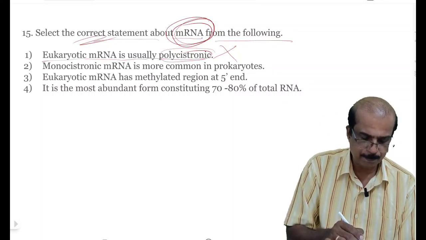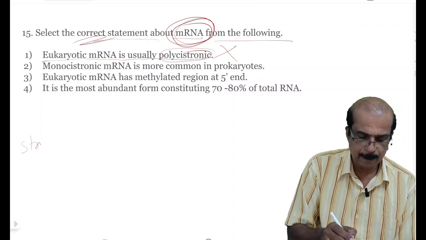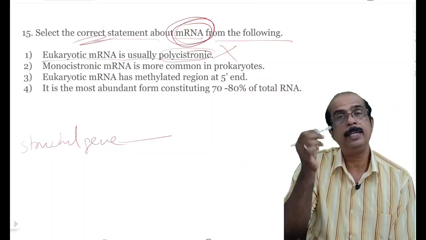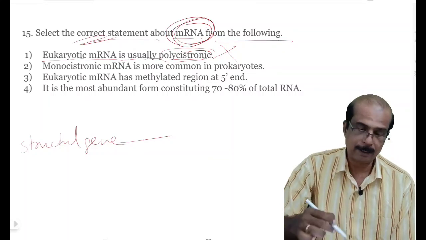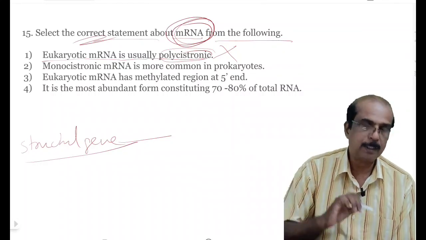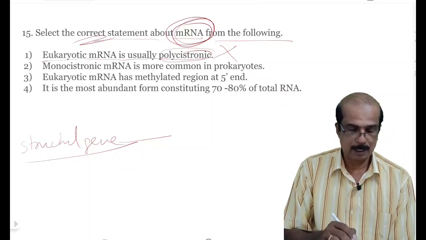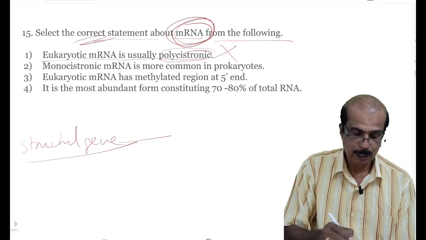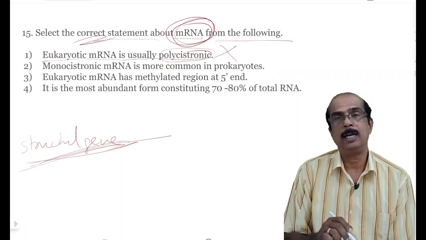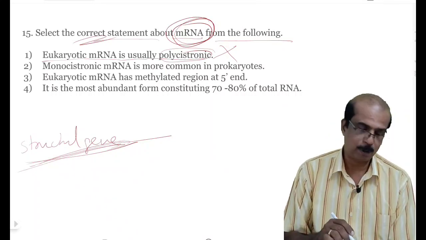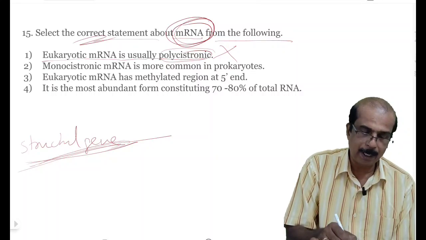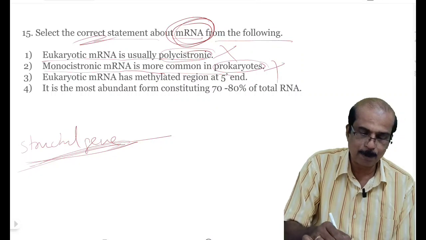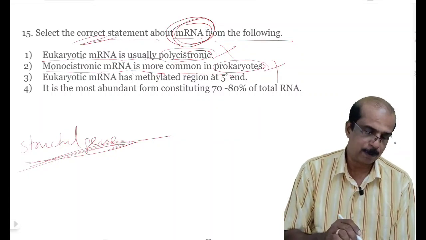If the structural gene codes for many genes, many polypeptides in a single structural gene, it is called polycistronic. In eukaryotes, a structural gene is capable of producing a single polypeptide. So it is called monocistronic. Monocistronic mRNA is more common in prokaryotes. Also wrong. Monocistronic mRNA is more common in eukaryotes.